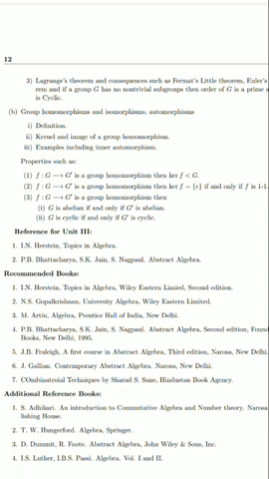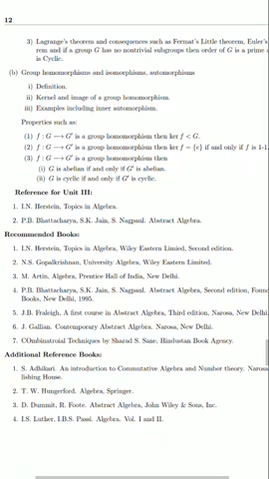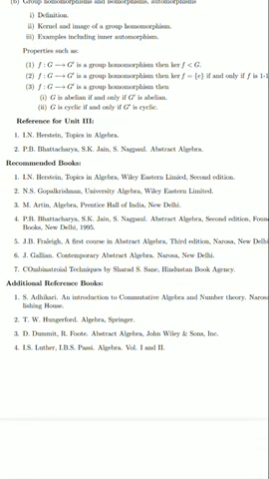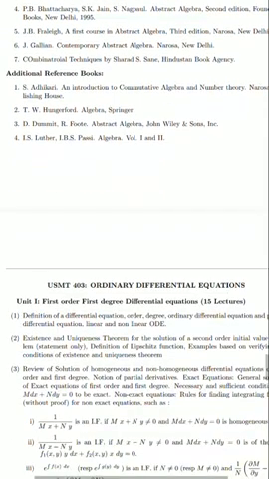if f from G to G' is a group homomorphism, then the kernel of f is a normal subgroup of G. So there are many properties, okay, and for this unit also we will refer to I.N. Herstein's Topics in Algebra and P.B. Bhattacharya's Abstract Algebra books. So there are many reference books also given.